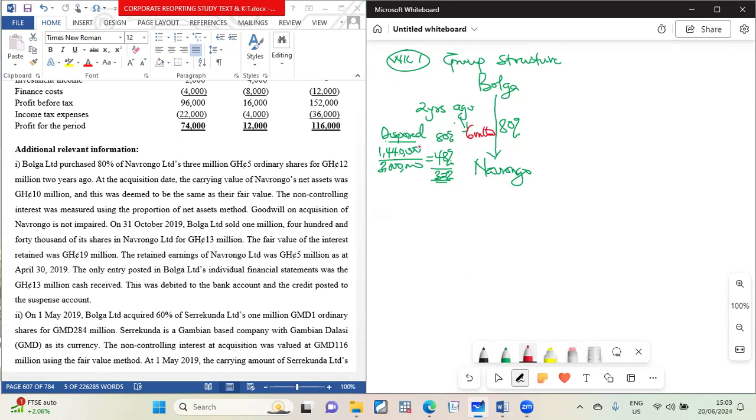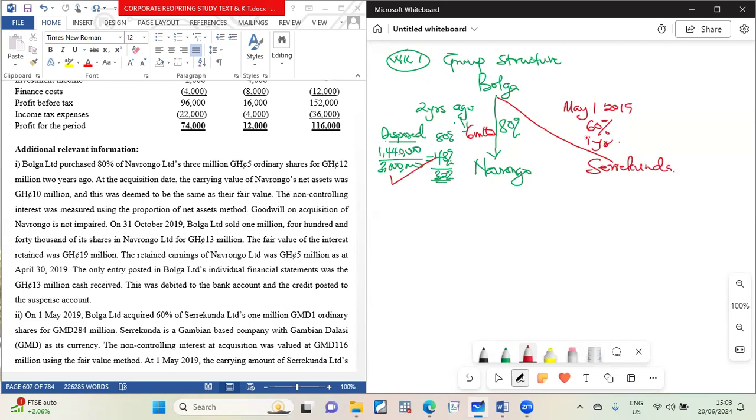So you have to be very, very careful in analyzing this. Do you have to do all these things here? Yes, do them here. All right. Then we also know that he acquired another one in Serekunda. So let's do Serekunda. All right. And we are told that this one was bought on May 1. So that is the beginning, 2019, right? And he bought 60%. And we know that this one is a full year. All right. So that is that. So you have to do all these things down. So this one will help us with our note 1 and our note 2.